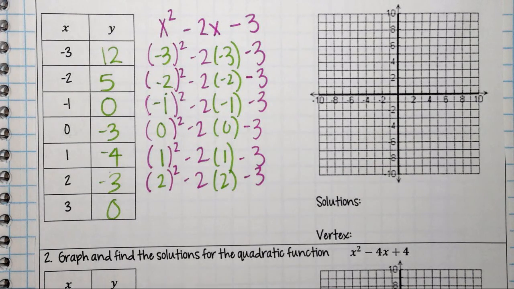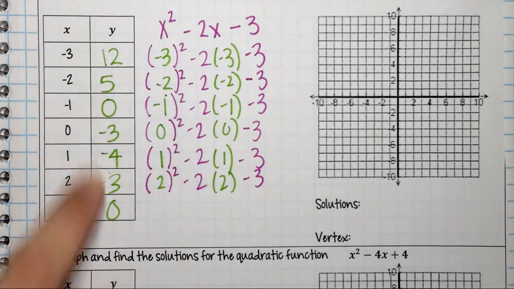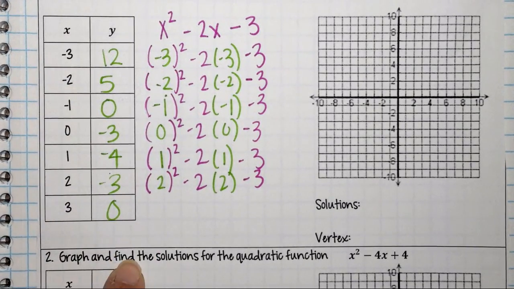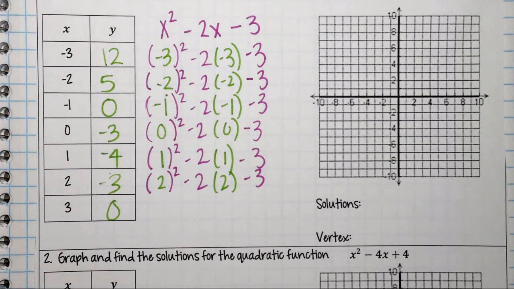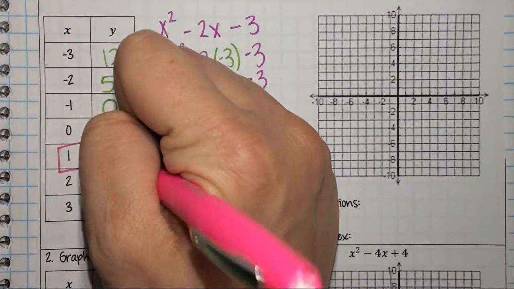What note did we write down on the previous page? It's the coordinate that doesn't repeat. So which of those up there doesn't repeat? Because if we keep going, if we plugged in 4, what should we get? We should get 5. And if we plug in 5, what should we get? 12. So which one doesn't repeat? 1, -4. So this is your vertex.